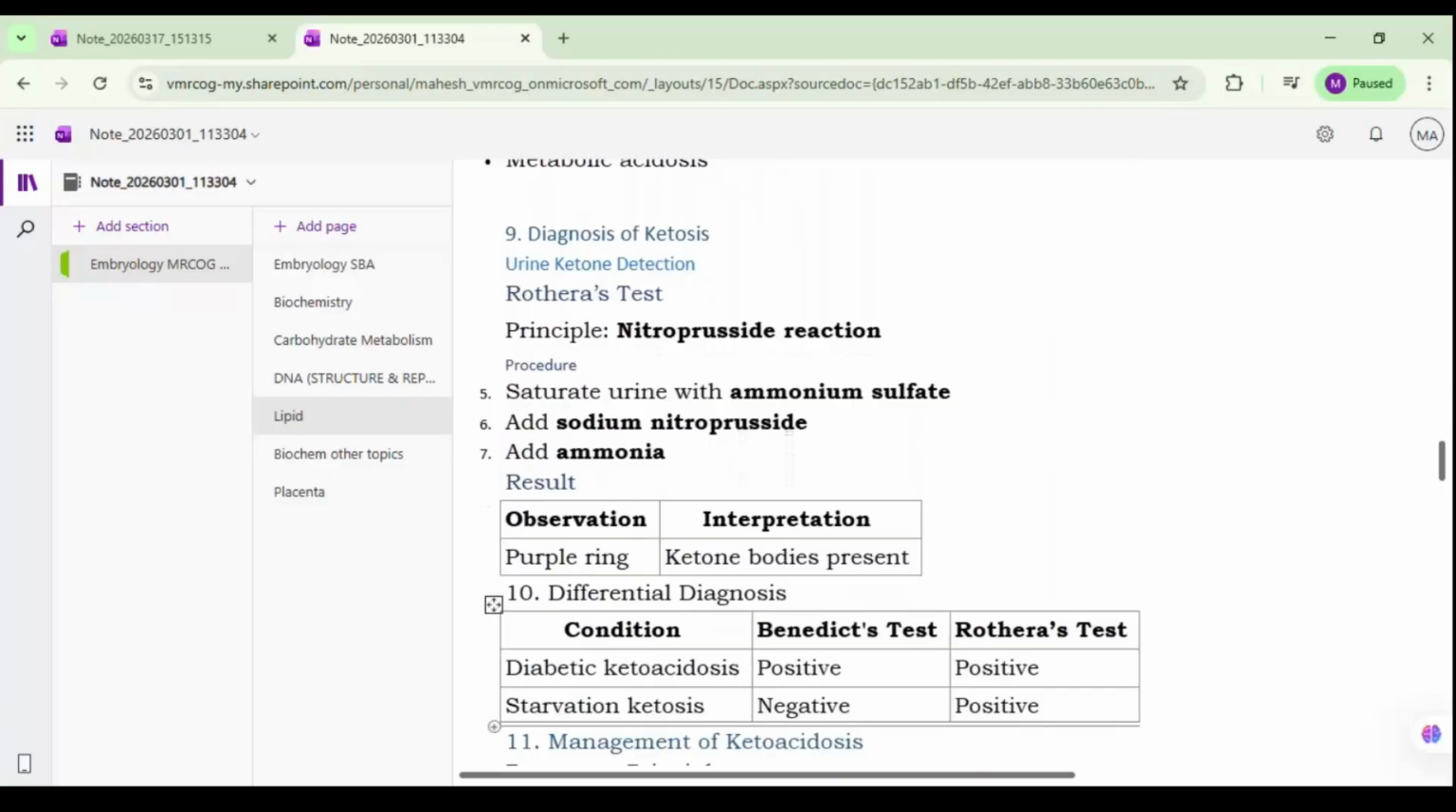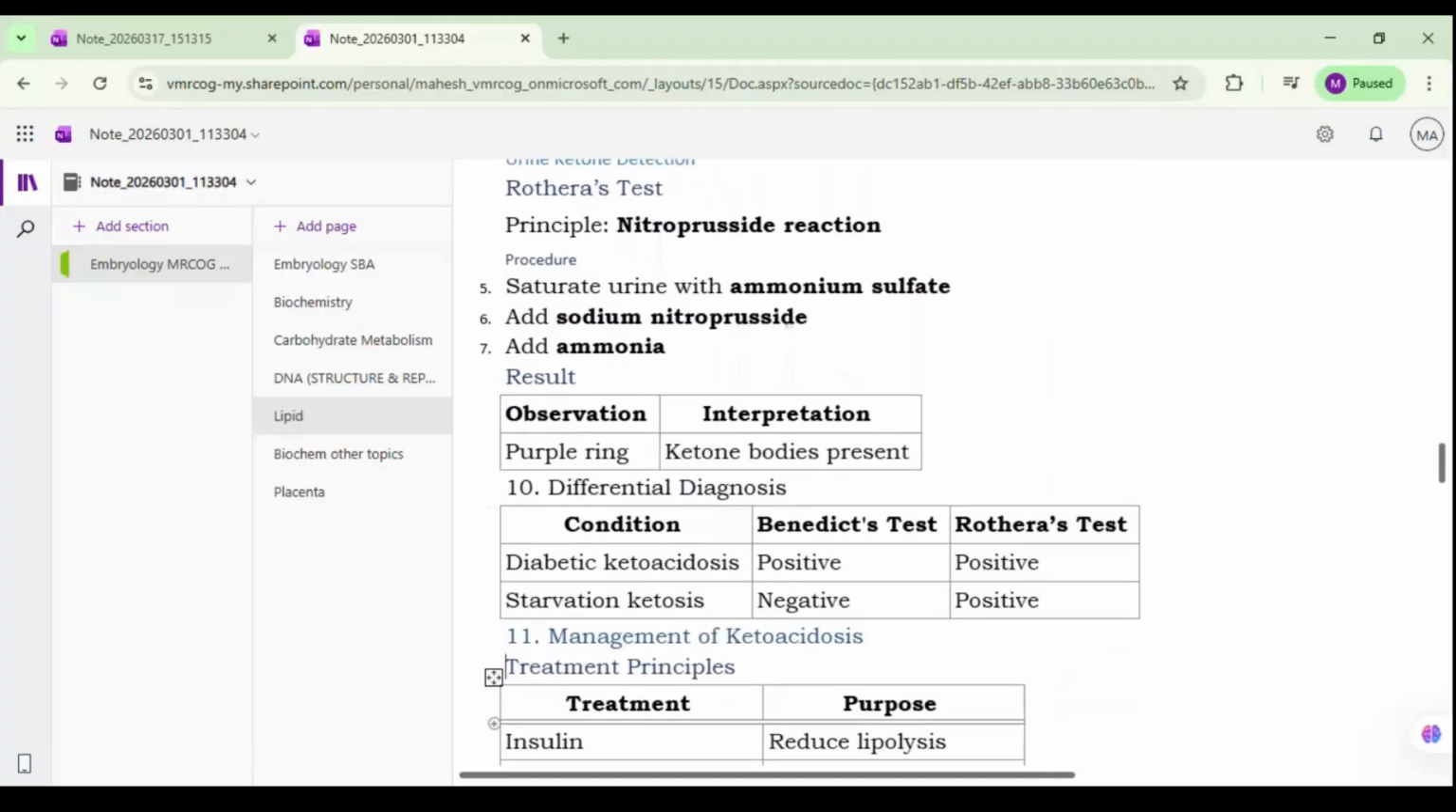So how do you diagnose ketosis? It is by urine detection of these ketone bodies by Rothera's test. What is the principle of Rothera's test? It is a nitroprusside reaction. Saturate the urine with ammonium sulfate, add sodium nitroprusside, and add ammonia; you get a purple ring, which means ketone bodies are present. So remember, from the SBA point of view, Rothera's test is for the detection of ketone bodies, and the principle is the nitroprusside reaction.